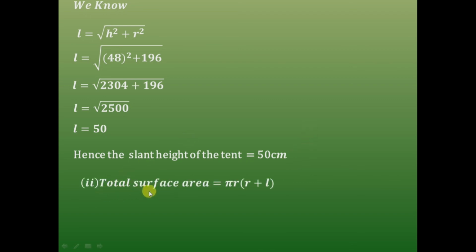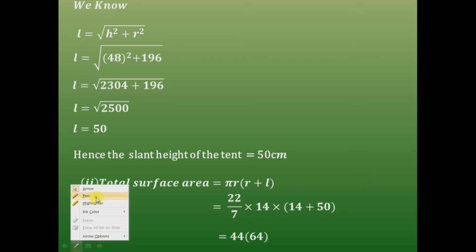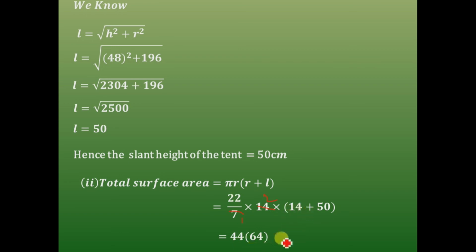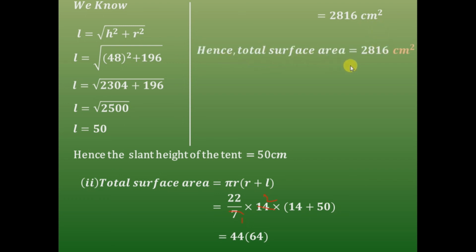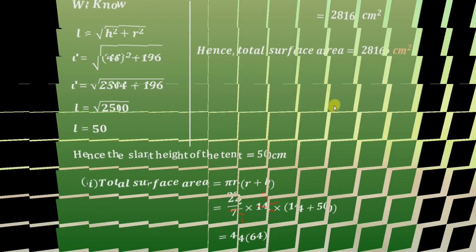Now I need to find the total surface area. The formula for total surface area is pi r into (r plus L). Pi is 22 by 7, r is 14, plus L is 50. So 7 1s are 7, 7 2s are 14, 2 into 22 is 44, 14 plus 50 is 64. So when I multiply this, I'll get 2816 centimeter square. Hence the total surface area is equal to 2816 centimeter square.